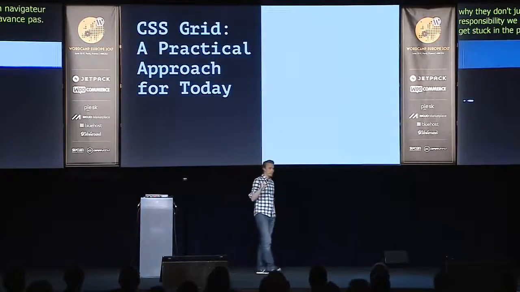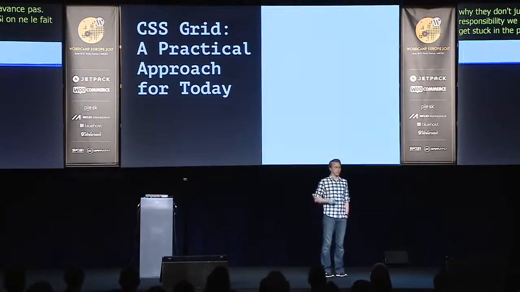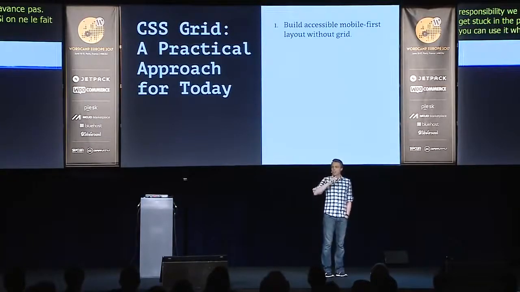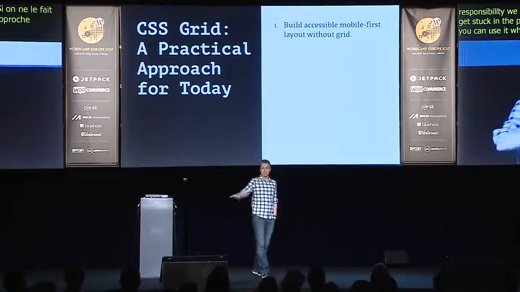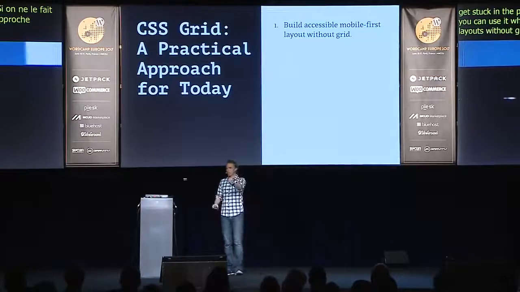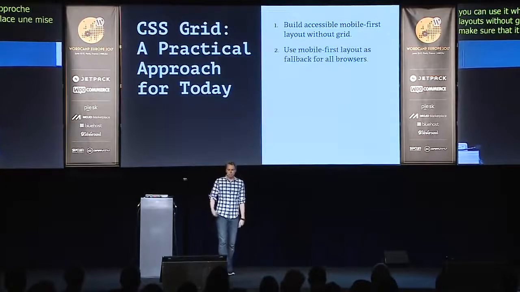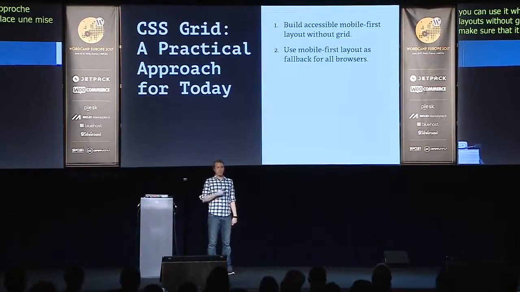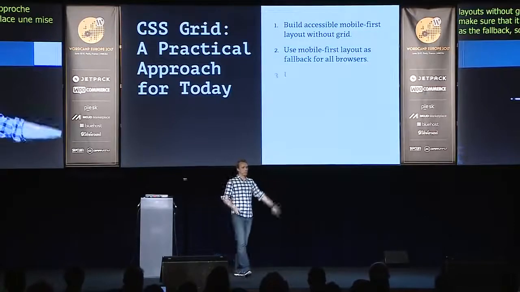So, practical approach to CSS Grid right now, so you can use it when you walk out of this room. First, build accessible mobile-first layouts without grid. That is your baseline. So make it work on your mobile phone, make sure that it still works when it's on a wide screen. Then, use that mobile-first layout as the fallback. So if everything goes to hell, mobile-first works.